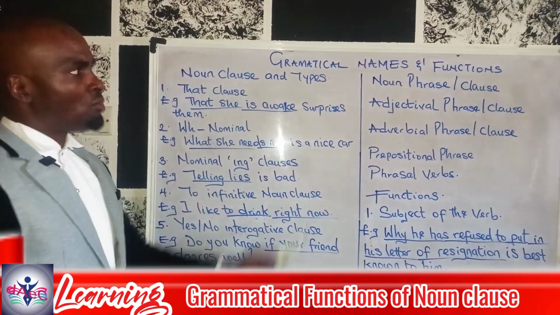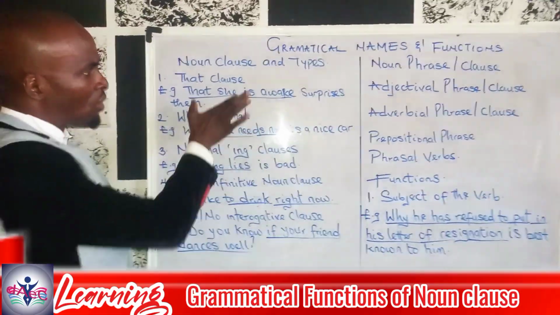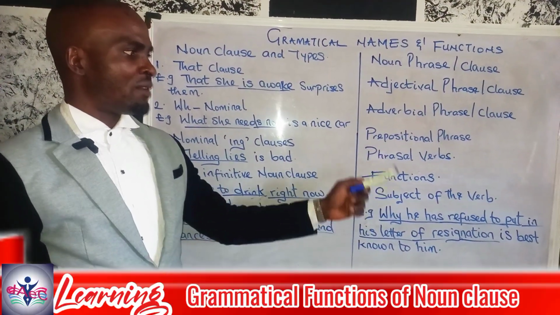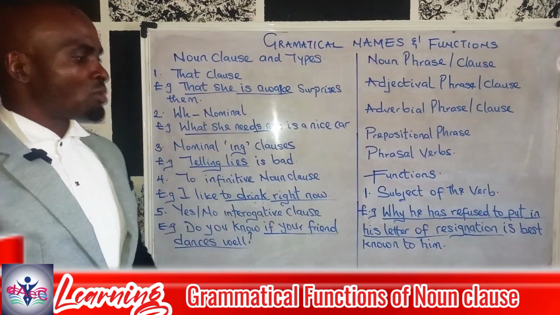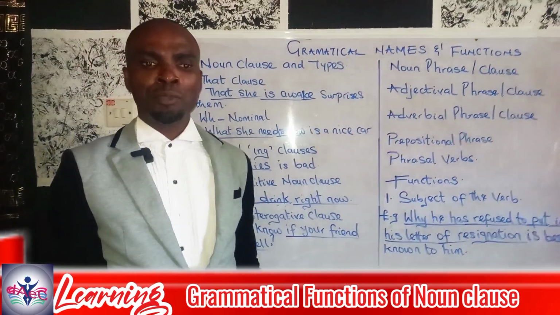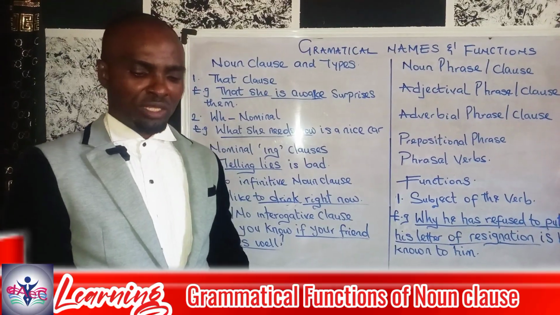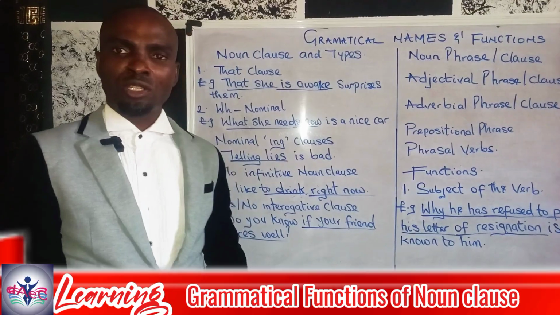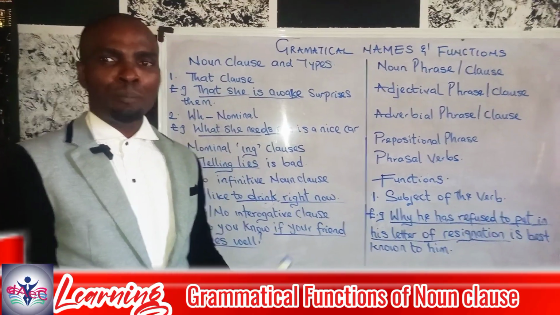Now, I said we are considering grammatical names and functions. We have been able to look at all the types of noun clause. For today, we might not be able to consider adjectival, adverbial, prepositional, and phrasal. In fact, we still have much to discuss under noun clause. That is why today I have singled out one of the functions of a noun clause. Be reminded that I said we have five to six basic functions, such as the subject of the verb, object of the verb, subject complement, object complement, object of the preposition, and also appositives.